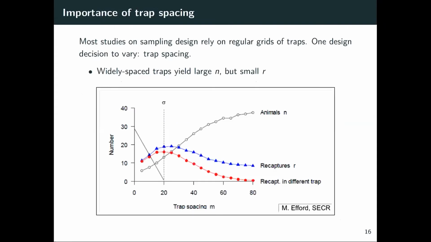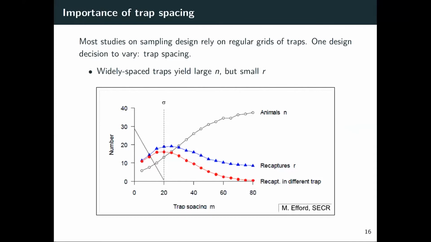Getting into previous research, this is from a document that Murray Efford put together that formalizes this idea graphically. We can see that around sigma, which is that vertical dashed line there at 20 meters, that's where we maximize the number of recaptures and also the number of spatial recaptures. But as we increase trap spacing, going along the x-axis, we get more and more animals that we capture. That's n, the total sample size.